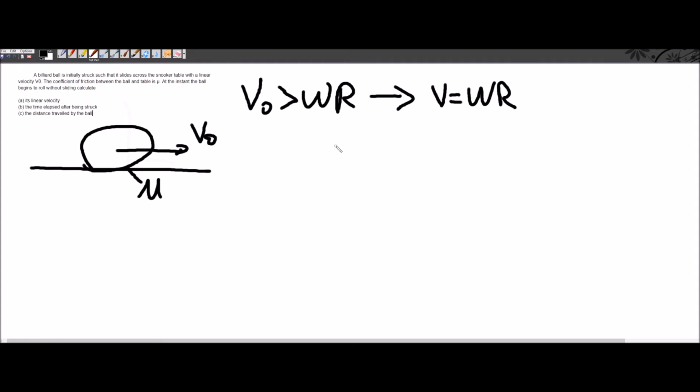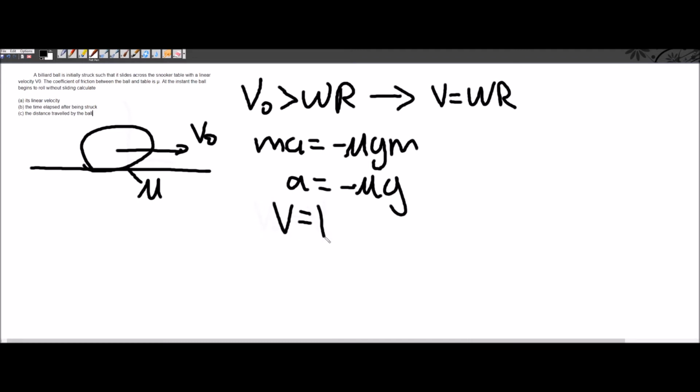When it's slipping, we know the formula is ma equals negative mu g m, which gives you a equals negative mu g. Now we can relate back to one of our kinematic equations. v is equal to v0 plus at. So in this case, it will be equal to v0 minus mu g t. Now, after, it will begin to roll with no slip.